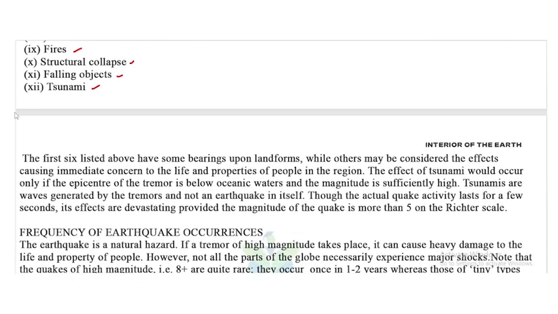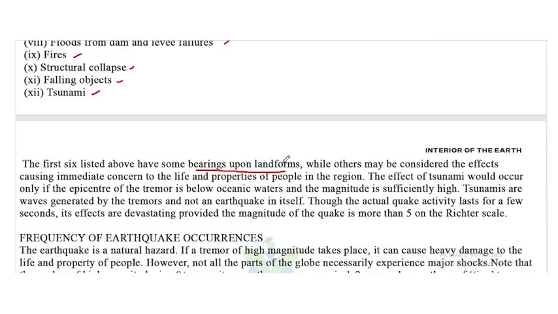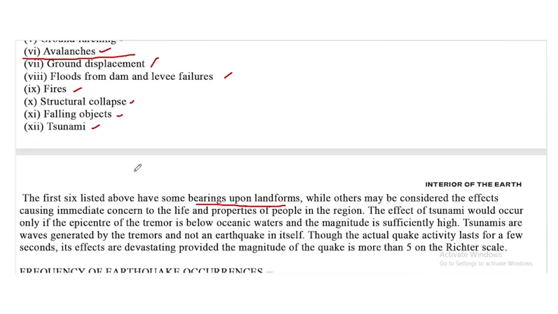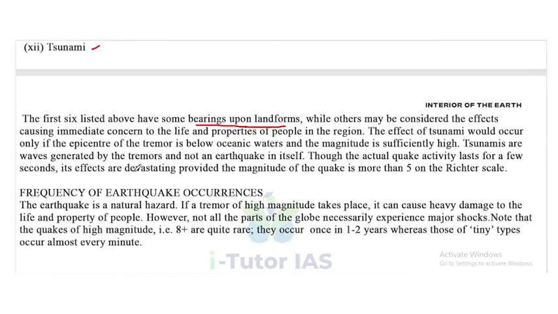Now, the first 6 listed above have some bearing upon landforms, that is, till avalanches. They have some bearing upon landforms, while others may be considered the effects causing immediate concern to the life and properties of people in the region.